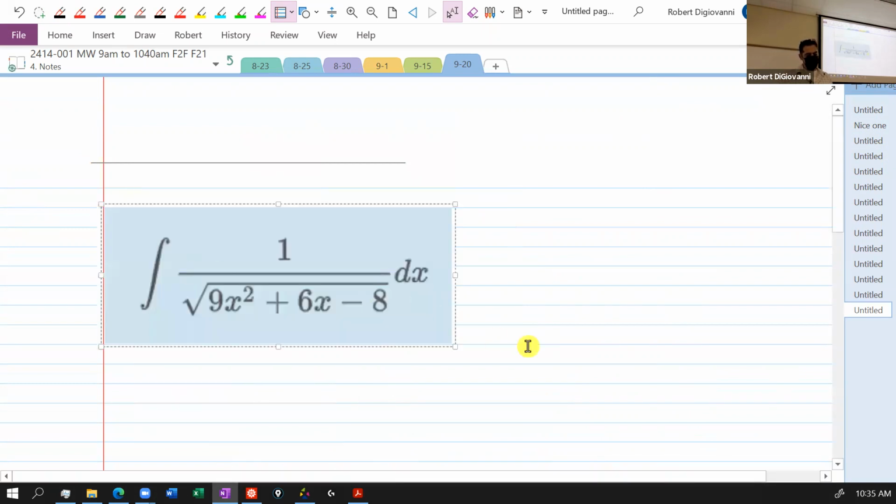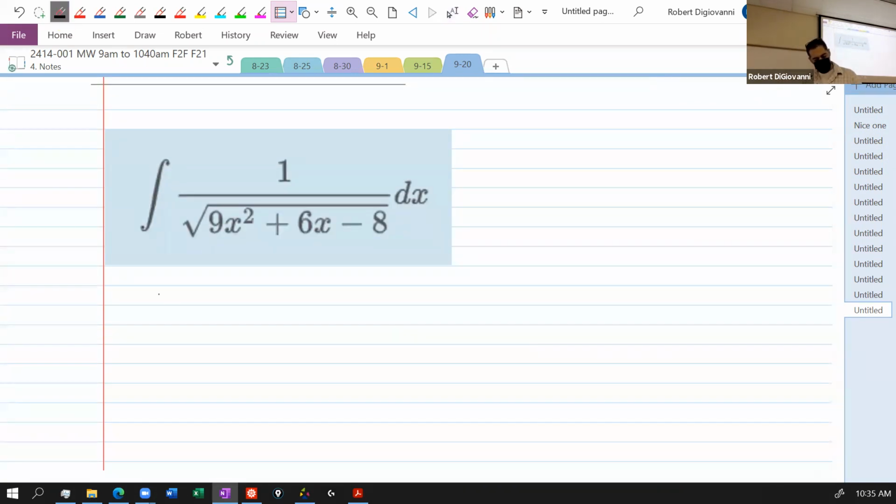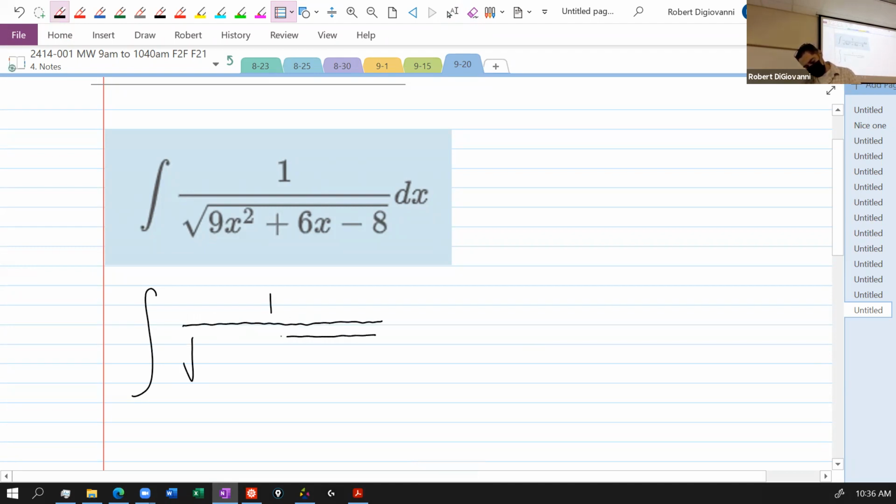This problem actually becomes the integral of 1 over the square root of that thing that we just completed the square on. And we said it was what? 9, and then in parentheses, x plus 1/3 squared minus 1, close parentheses, dx. Isn't that what we did? Yes.